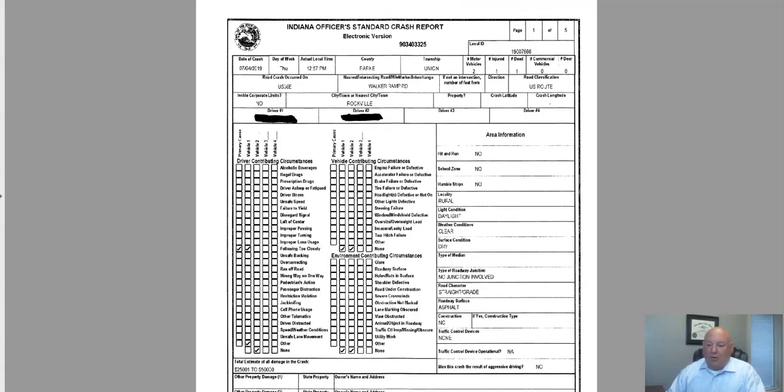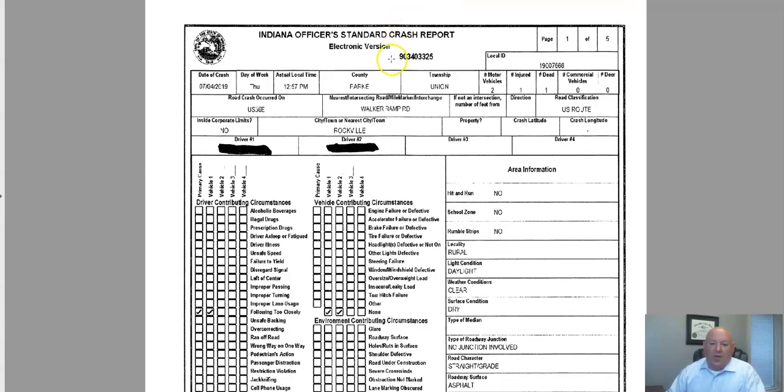Let me enlarge my screen here a little bit so you can follow this along. This number that you see at the top, 903-403-325, is the report number for this accident report. If by chance you're able to find that number from the police officer, you can simply punch that into buycrash.com and it'll pull up the report.